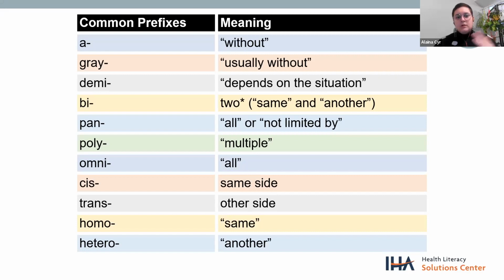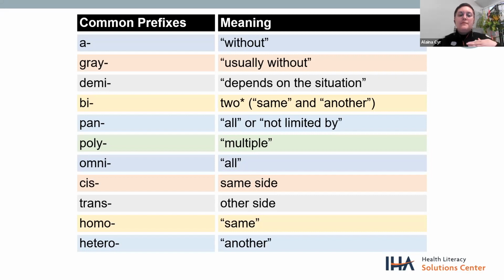Pansexual means all or not limited by. So pansexual is attracted to all genders. Pangender is, at some point, being all genders or not being limited by gender. Poly means multiple, so it could be multiple, but not all. Omni means all as well. Cis means the same side, and trans means the opposite side.